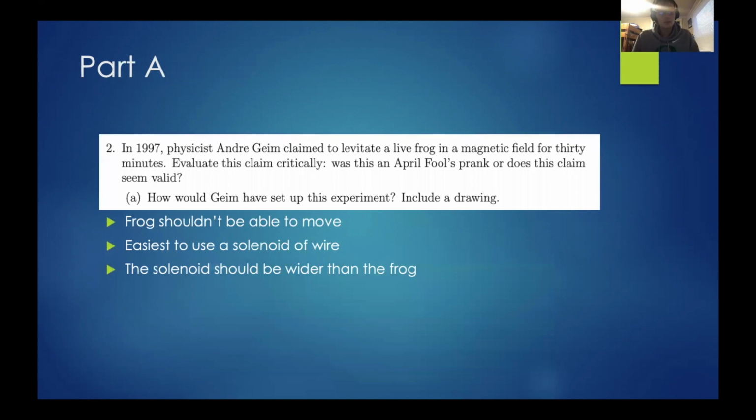So for part A, we're asked, how would Geim have set up this experiment? Include a drawing. So I think there's a couple things that are important for this problem when setting it up. First of all, the frog needs to not be able to move. That just makes it easier not only to work with the frog, but to place the frog above the solenoid. As I said, it's easiest to use a solenoid of wire, which all solenoids are made of, but it's also hinted in the potentially useful information for the problem. And the solenoid, I believe, should be bigger than the frog or the same, or have a diameter to which the frog is entirely above the solenoid.